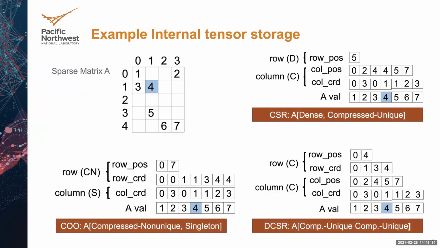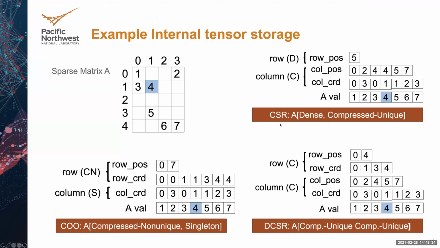So briefly, let's look at how these attributes are represented and how the data looks in our internal storage format. For example, assume that this is our sparse matrix. We want to store it in the CSR format.